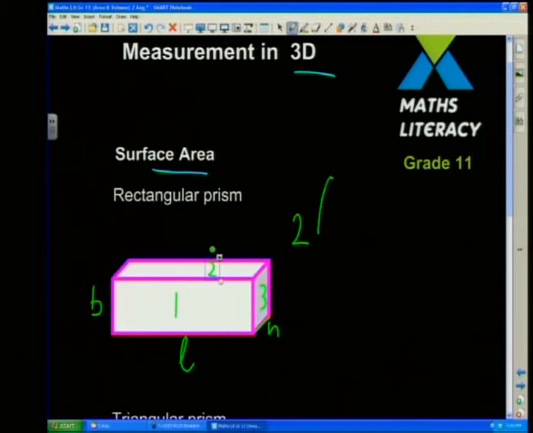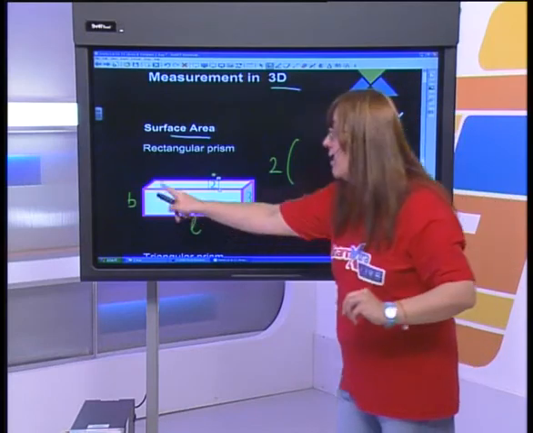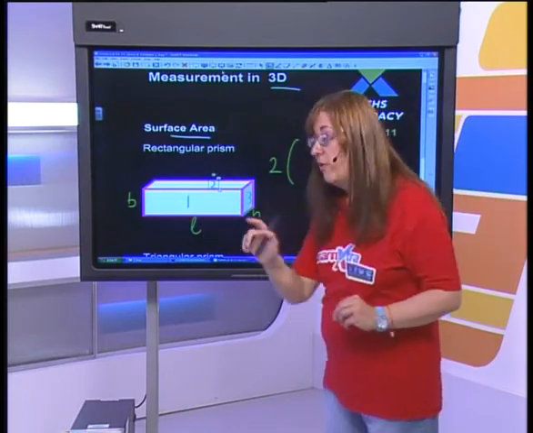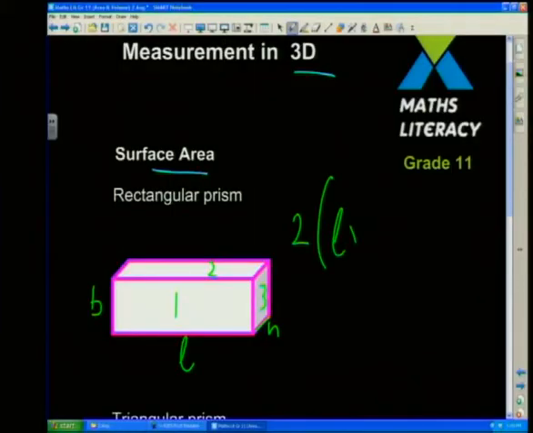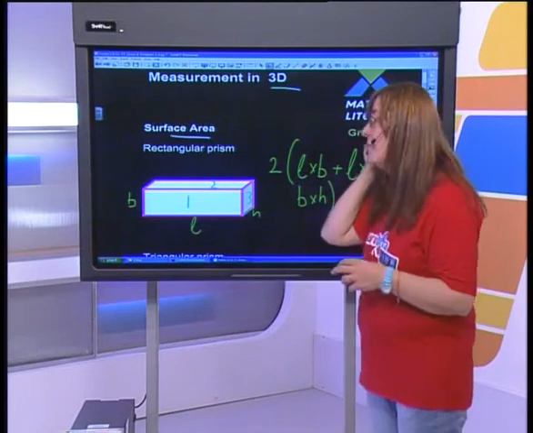So I've got 2 of each side. And now what is my area of just a rectangle? The area of one is length times breadth. My area of 2 is length times height. And my area of 3 is breadth times height. So that's my formula for the surface area of a rectangular prism.